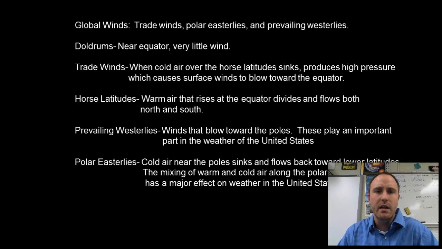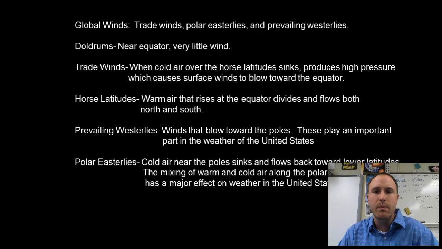The trade winds are when cold air over the horse latitude sinks. It produces high pressure and causes surface winds to blow towards the equator. Horse latitudes, when the warm air that rises towards the equator flows both north and south. The prevailing westerlies are winds that blow towards the poles.